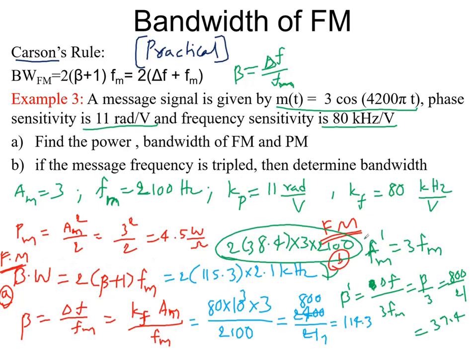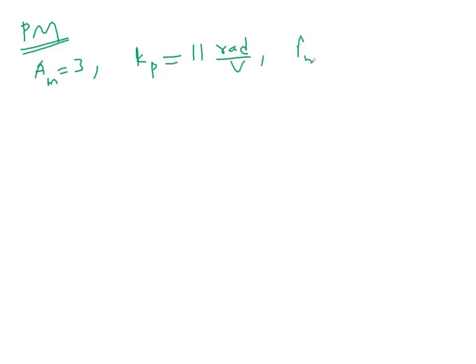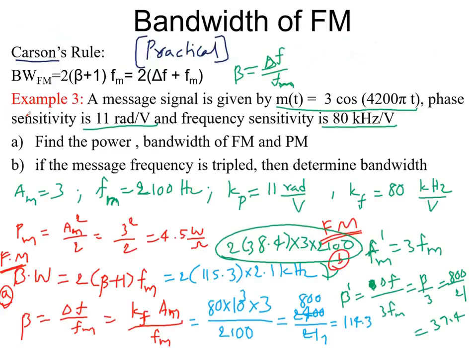Now let us try to do the same for the case of the phase modulation. Now if you look at the phase modulation, I am trying to write the same parameters over here. The amplitude of the message for the phase modulation given is 3, then Kp phase sensitivity is 11 radian per volt, and the frequency of the message given in the problem is 2100 Hz. Now what they are asking in case 1, if you go back to the problem also, 11 radian per volt, then message frequency is 2100. From this, message amplitude is 3.